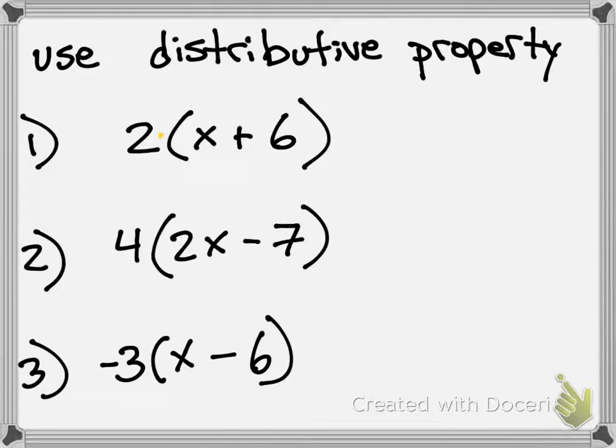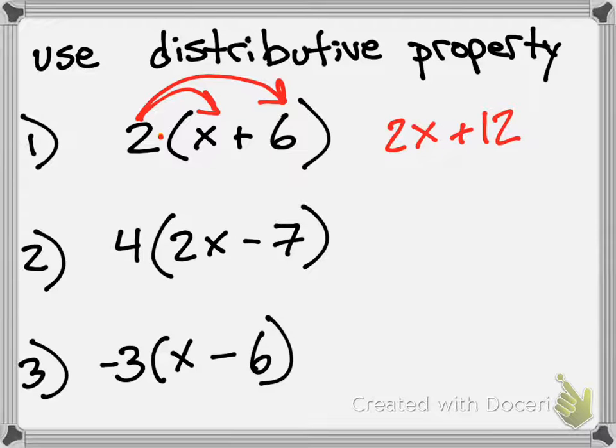So if I looked at this first one, I'm just going to distribute it here. So I'm going to get 2x plus 6, right? No. So what am I going to have to do? I have to distribute it to both. So what is my answer then going to be, Nathan? 2x plus 12. Excellent.